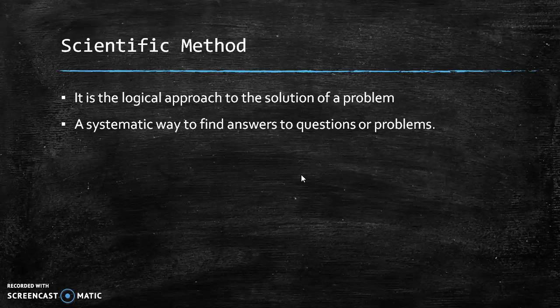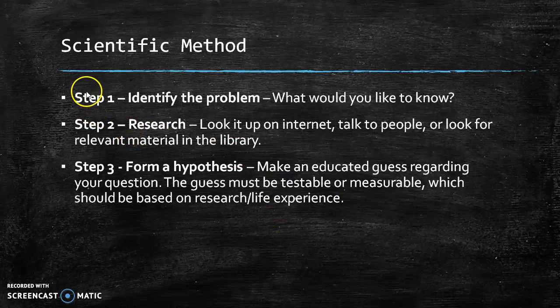So, scientific method is the logical approach that we use to find solutions to problems. It is a systematic way of finding answers, and it is systematic because we have a 6-step process that we go through to find those answers to the questions or to our problems. Now, the very first step is identifying the problem. What would you like to know?